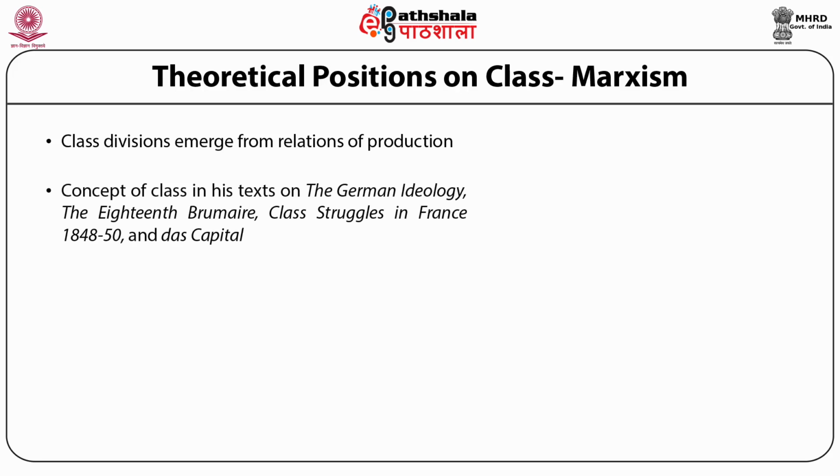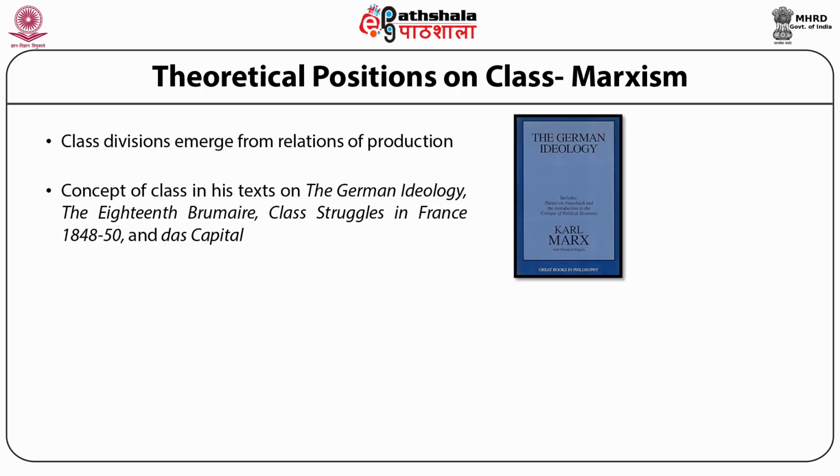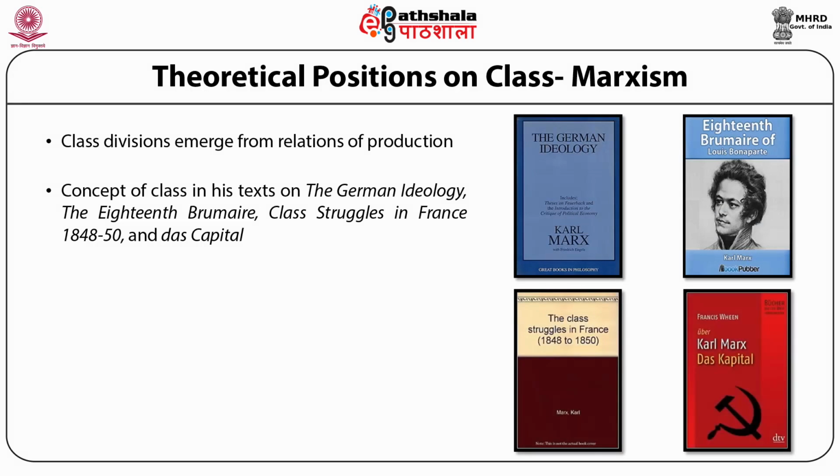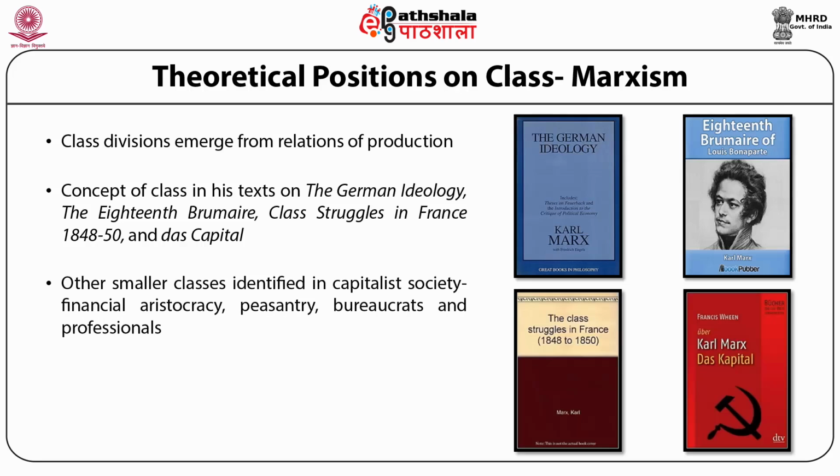The concept of class has been well elaborated in some of the very well-known texts of Marx, which are the German Ideology, the 18th Brumaire, the Class Struggles in France 1848 to 50, and Das Kapital. All these texts are very important from the standpoint of understanding the social relationships on the basis of class divisions in Western European industrial societies. Other smaller classes that have been identified by Marx in capitalist societies are financial aristocracy, peasantry, bureaucrats, and professionals.